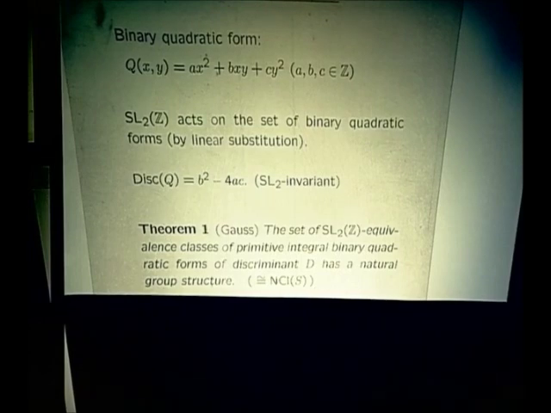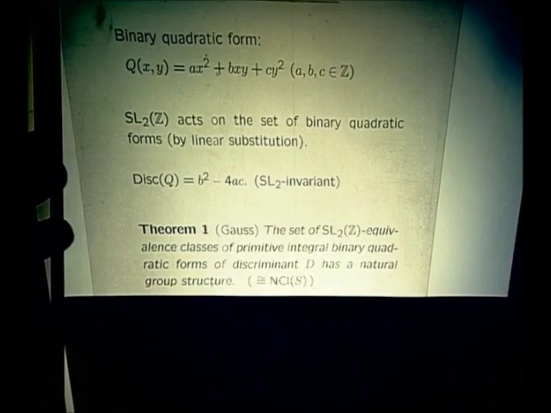So if you look at a number that's 0, 1 mod 4, call that D, and you look at all binary quadratic forms that have that discriminant, that value of b squared minus 4ac, up to this SL2Z equivalence, then that set of primitive integral binary quadratic forms has a group structure. And it's what's nowadays called the narrow class group of the unique quadratic order that has that discriminant D. So this is called Gauss composition.